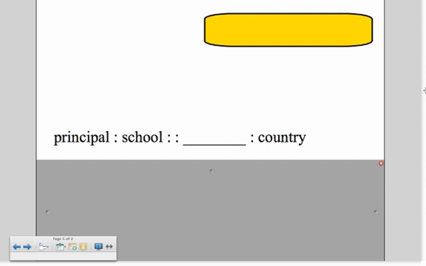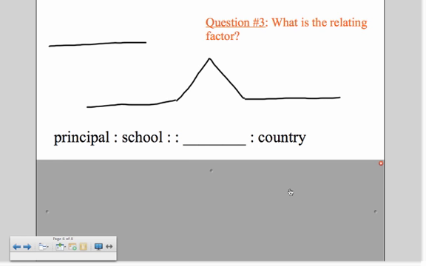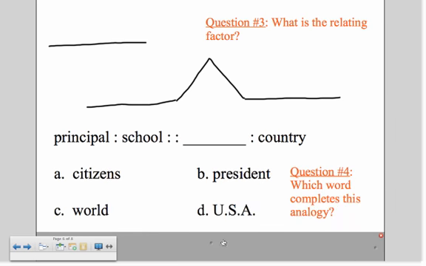Our final analogy for today is this one. Let's give this one a go. Draw in a bridge map, space for your relating factor, fill in as much of the map as you can, think about the relationship of the complete set of words, and when you're ready, question number 3 is, what is the relating factor for this analogy? And finally, question number 4. Which of these words completes this analogy?